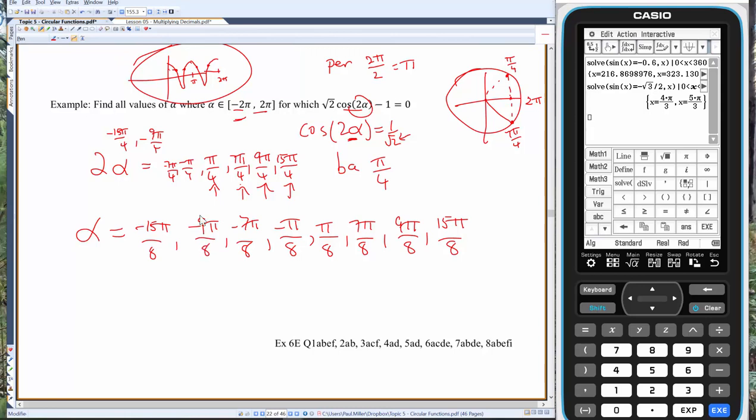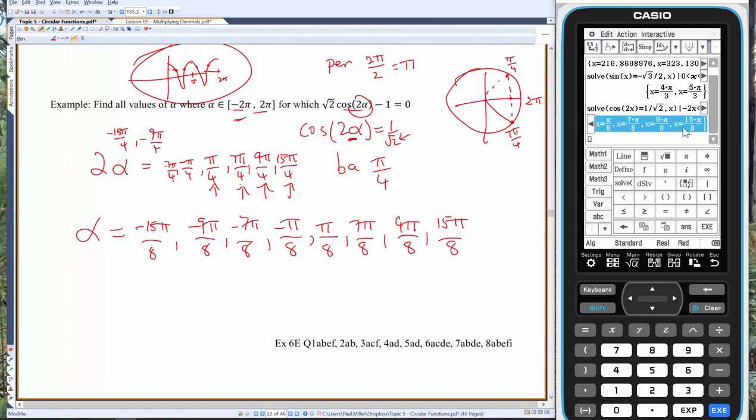All right, let's finish this one off by solving it on the calc. So I'd go solve, cosine 2x equals 1 over root 2 for x, please. Go hunting between negative 2 pi and 2 pi. And there's all my solutions.